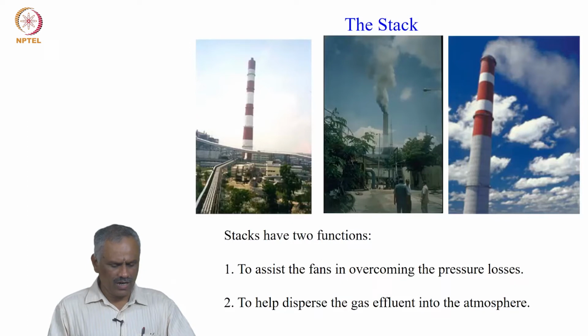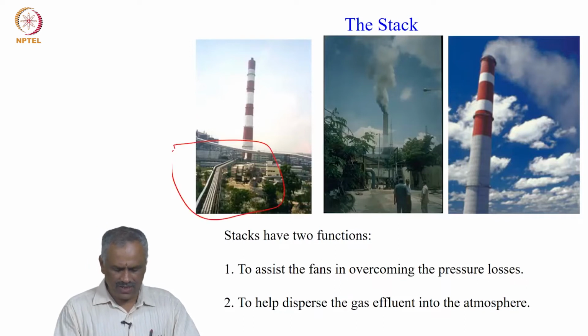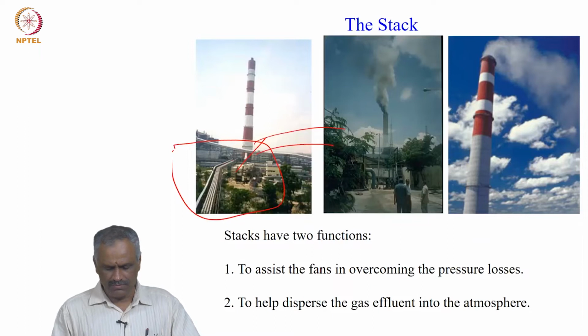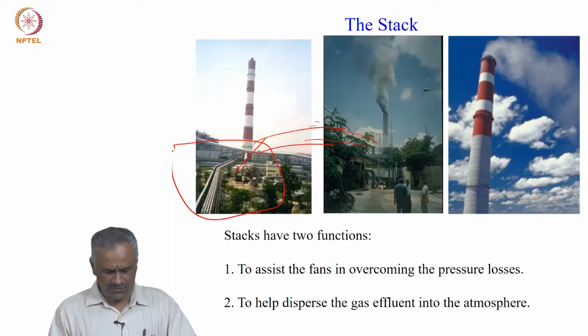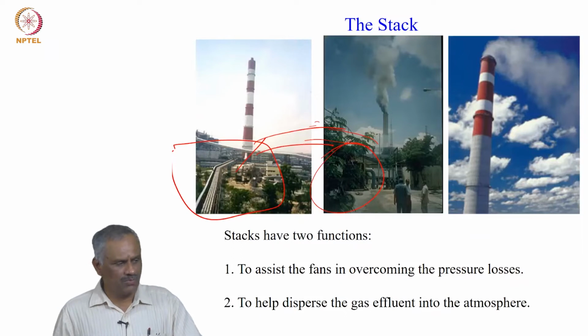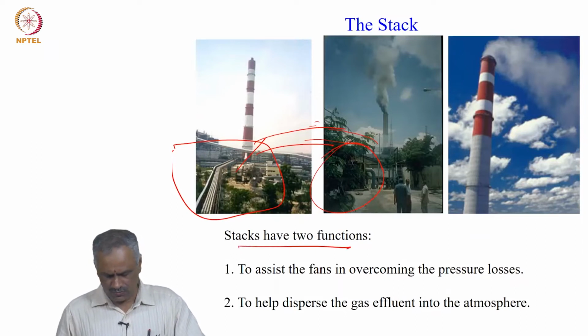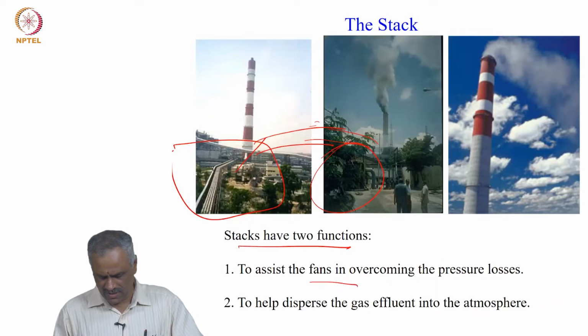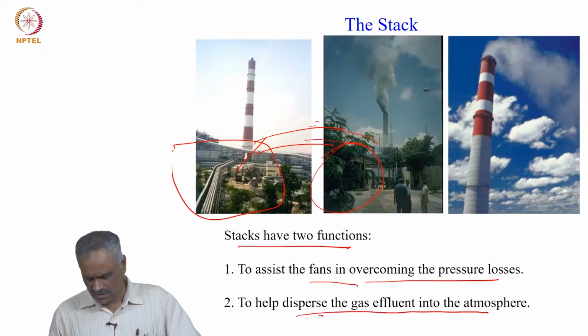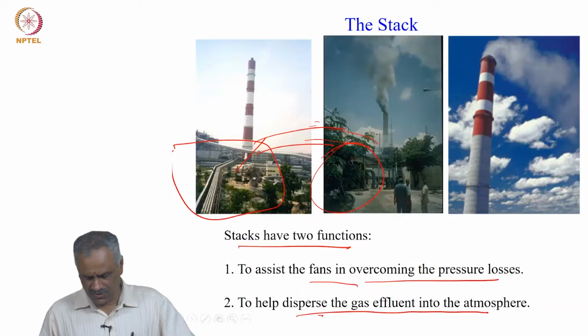See, if there is no stack and you have this furnace and the gases come out, these gases go into the atmosphere at a lower level, so the ground level pollution will increase. So, the main objective is to increase the height of rejection of flue gases, so that these gases are dispersed into the atmosphere properly. So, the stack has two functions: one is to assist the fan to overcome the pressure losses, the other is to help disperse the gas effluents into the atmosphere.